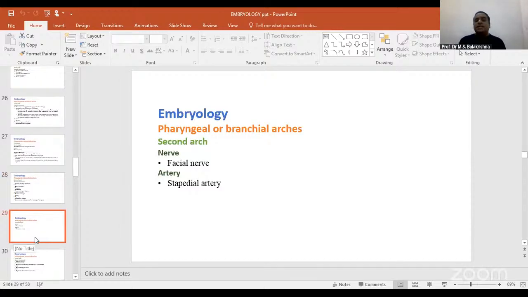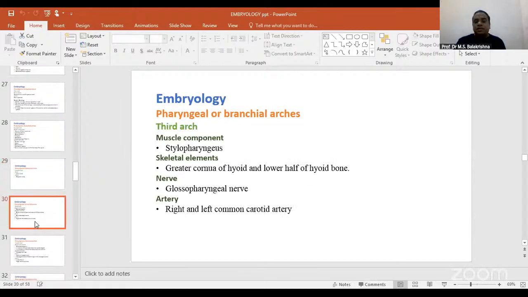These are all structures present in the second arch. Then the nerve of the second arch is the facial nerve, the 7th cranial nerve. And the artery is the stapedial artery. These are all MCQs which you should learn. Third arch muscular component is stylopharyngeus muscle, and skeletal elements are the hyoid bone, that is greater cornu of hyoid and the lower half of the body of the hyoid bone. Nerve is glossopharyngeal, and artery is the right and left common carotid artery.